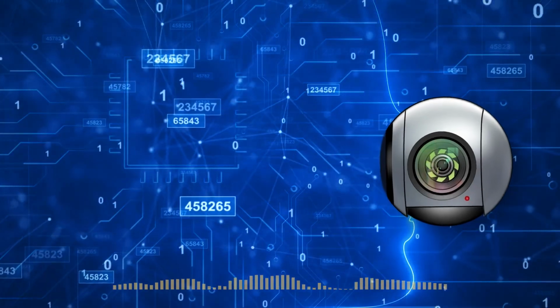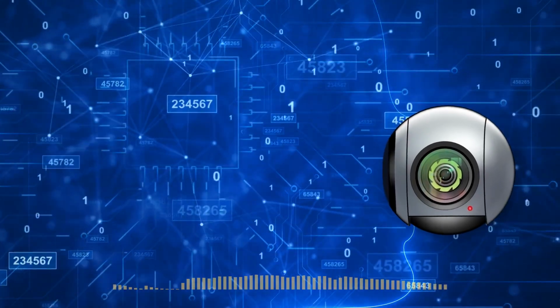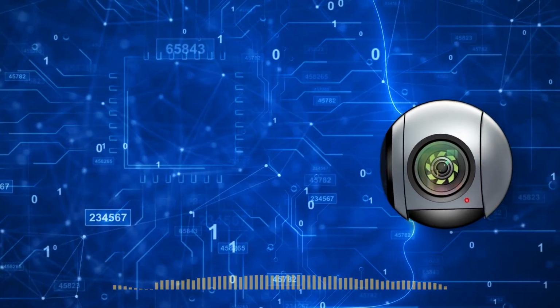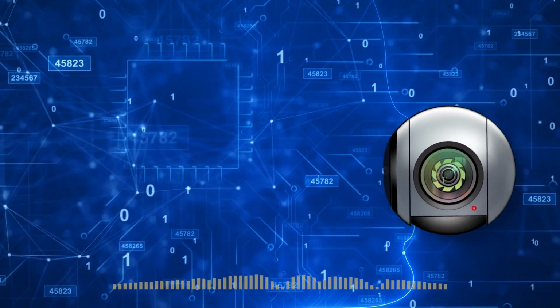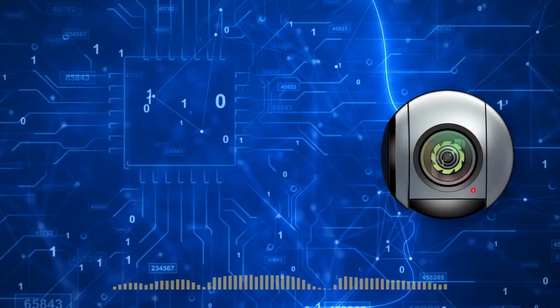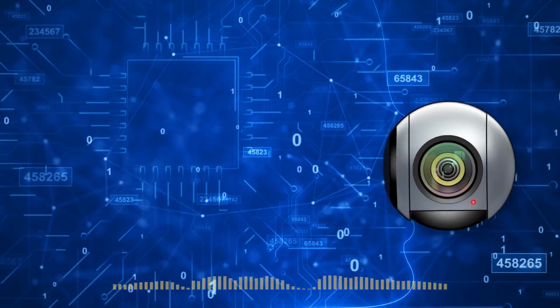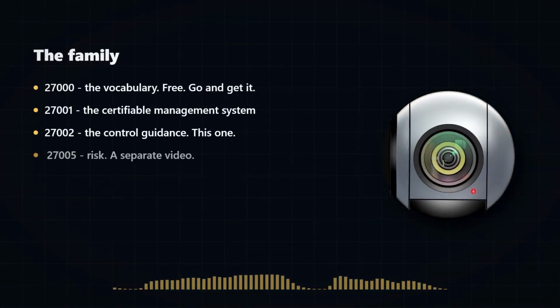You certify against ISO 27001. That is the one with the auditable management system, the clauses, the risk process, the whole apparatus. 27002 is guidance, a code of practice. It is the instruction manual, not the parts list.